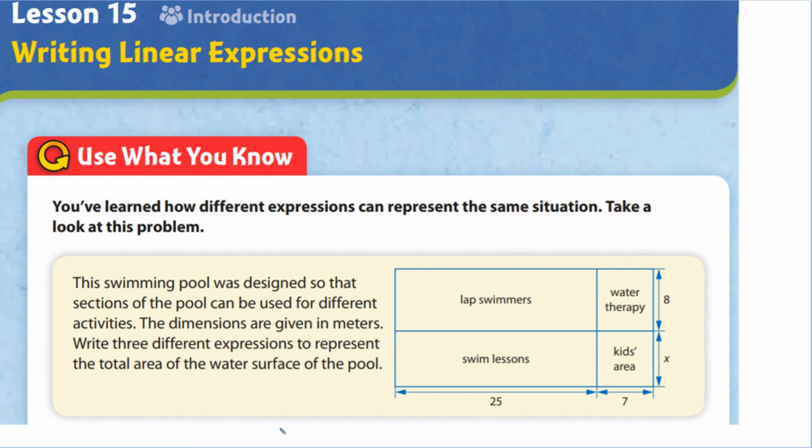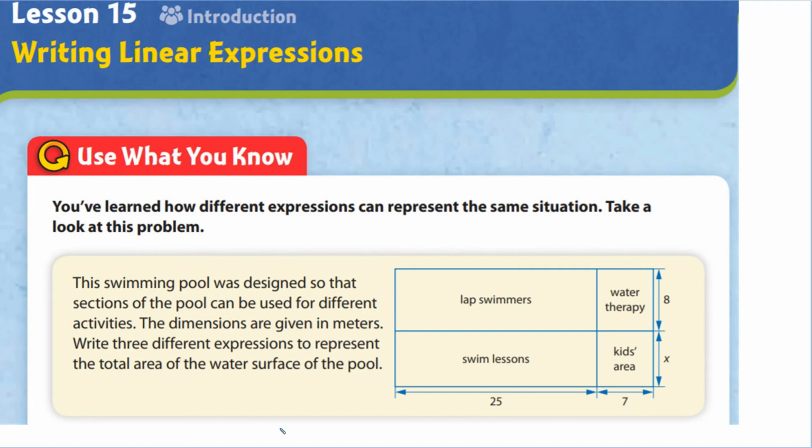Let's use what we know. You learned how different expressions can represent the same situation. Take a look at this problem. This swimming pool was designed so that sections of the pool can be used for different activities. I want you to think about a swimming pool that you've seen before. YMCA, I think some YMCAs have them. Some high schools have them. The dimensions are given in meters.